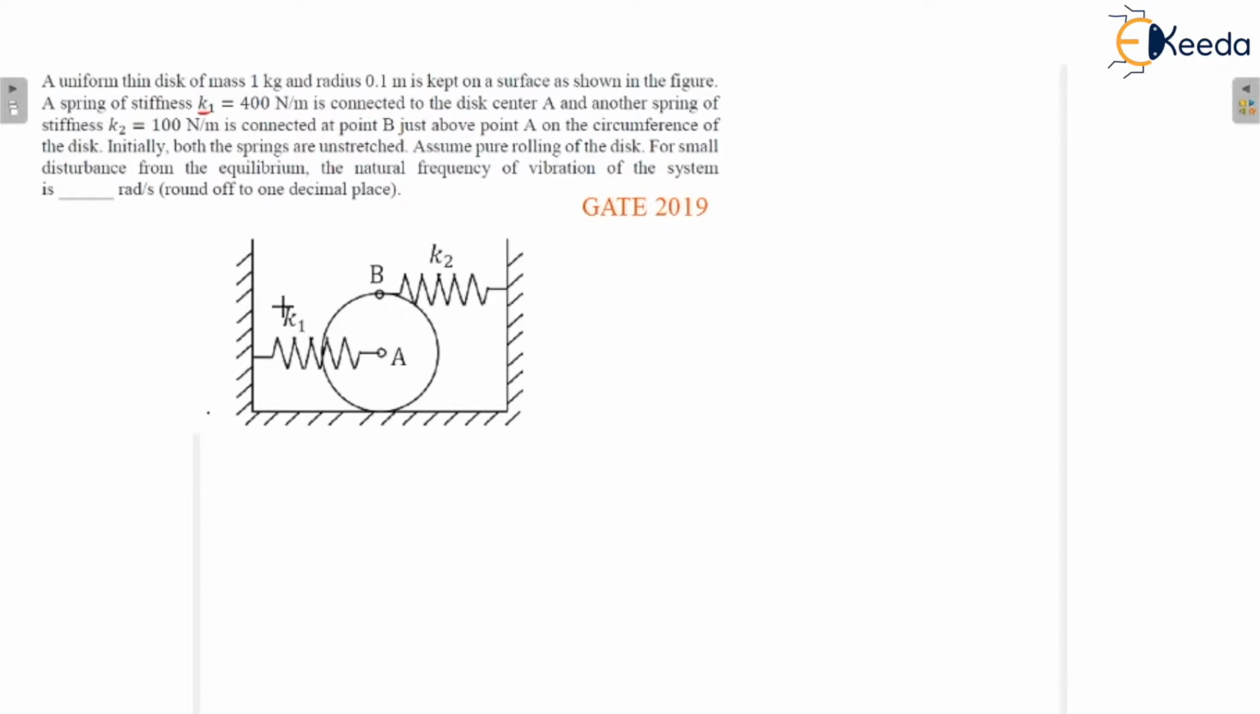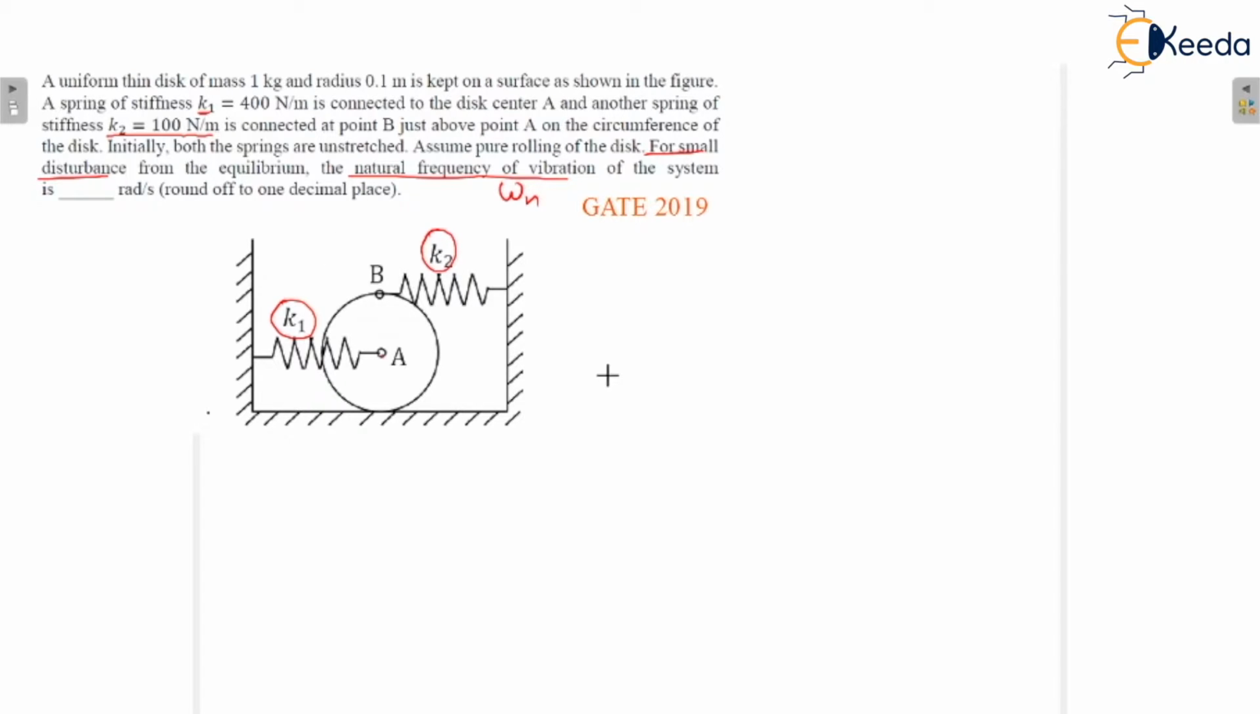Spring stiffness K1, which is given as 400 Newton per meter, is connected to the disk center. This is the center of the disk. And another spring of stiffness K2, which is 100 Newton per meter, is connected at the point B just above the point A on the circumference of the disk. Initially, both the springs are unstressed. Assume pure rolling of the disk for the small disturbance. For the small disturbance from the equilibrium, we have to calculate the natural frequency of vibrations, that means omega n, rounded to 1 decimal place.